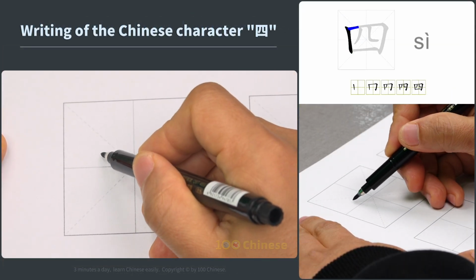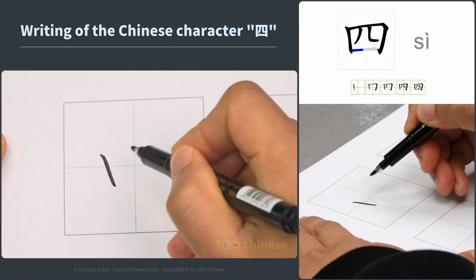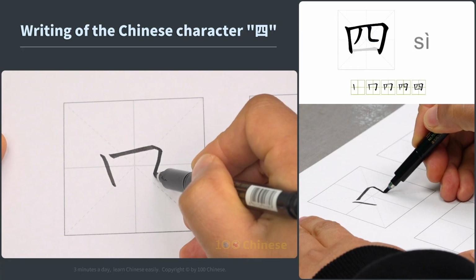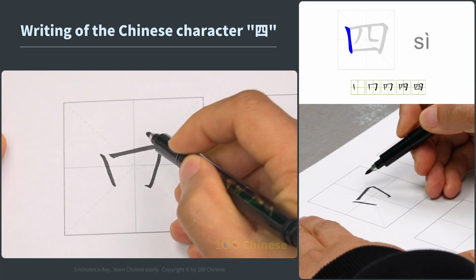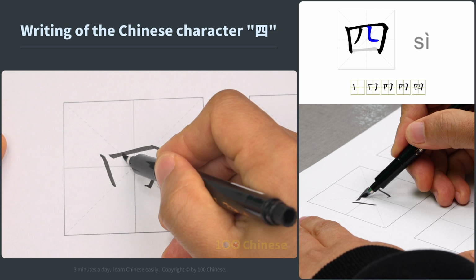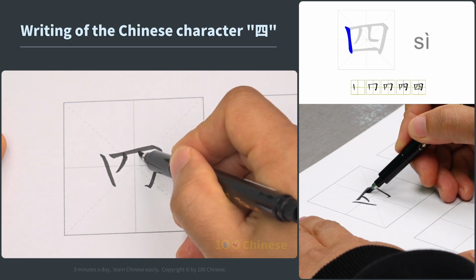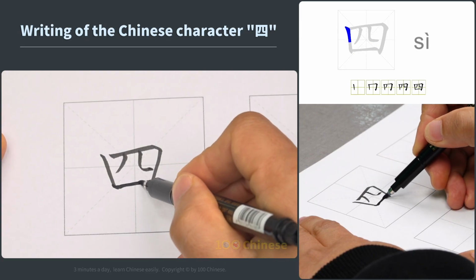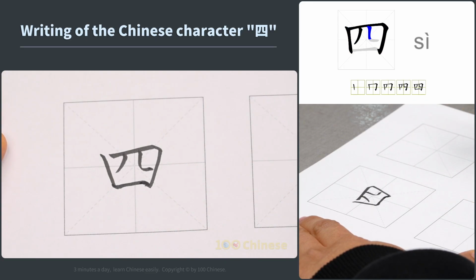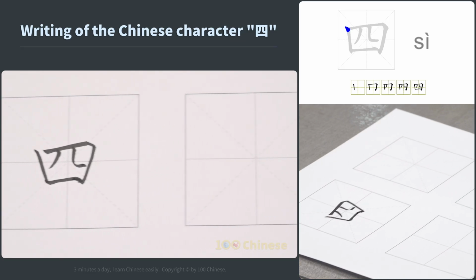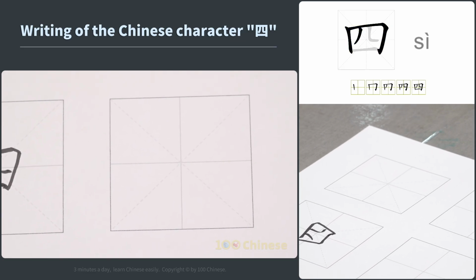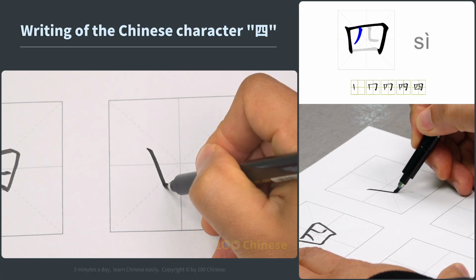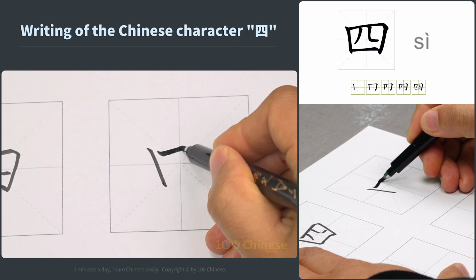Alright, let's see how to write it. Everyone pay attention. This character looks like a square, but it actually isn't one. You can write it slowly.